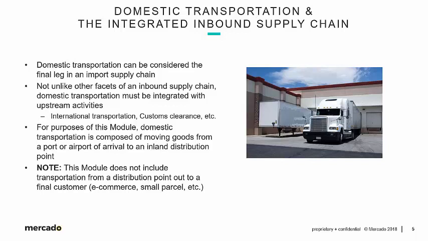This is all about domestic transportation, or what is sometimes referred to as domestic on-forwarding, from a port or airport of arrival out to a distribution point where we poise our product to be ready to be sold. But our inbound supply chain, for our purposes, ends at that moment when goods get out to their point of domestic distribution.